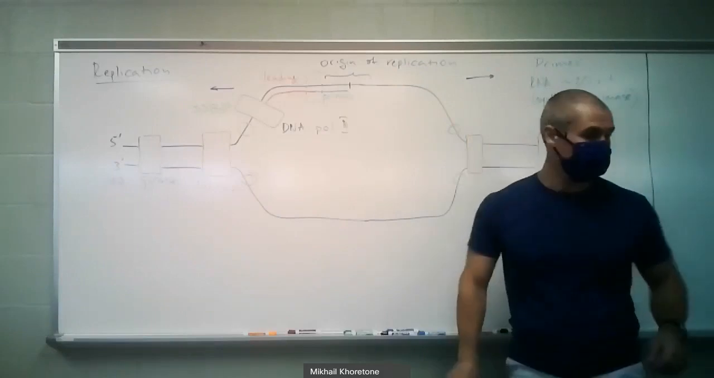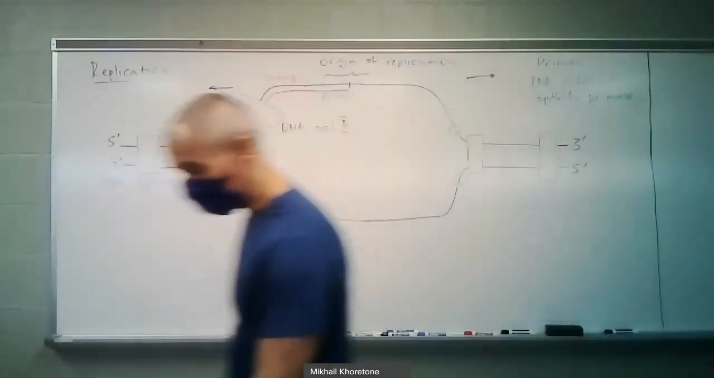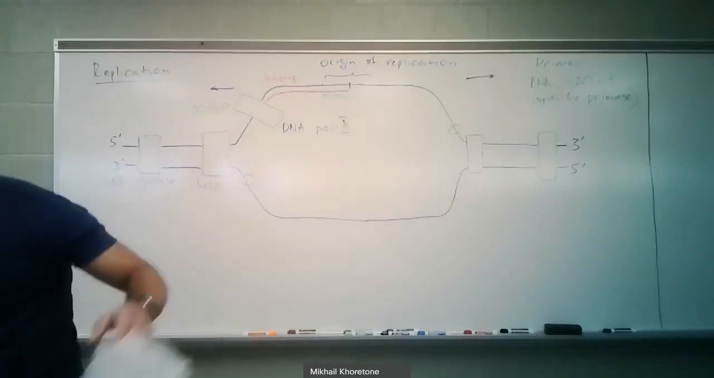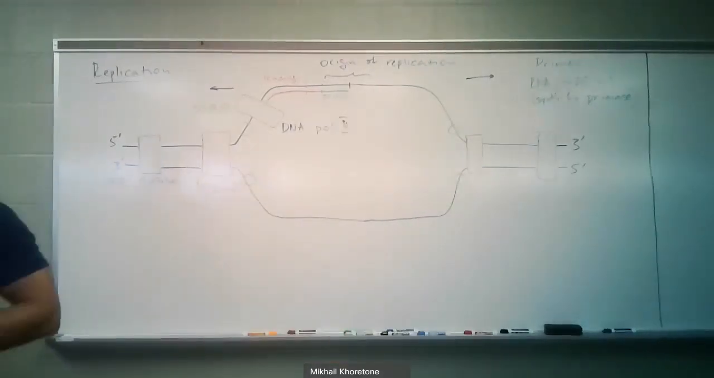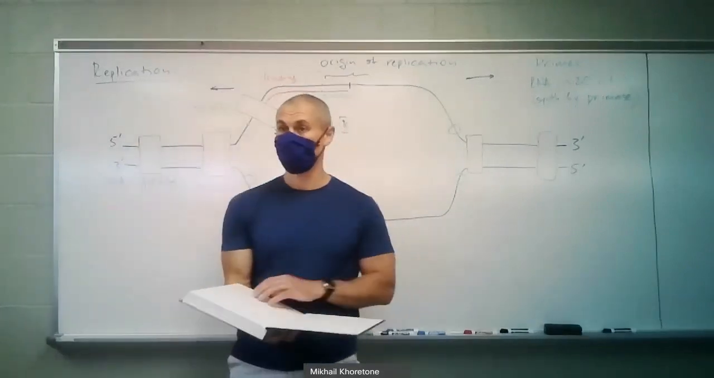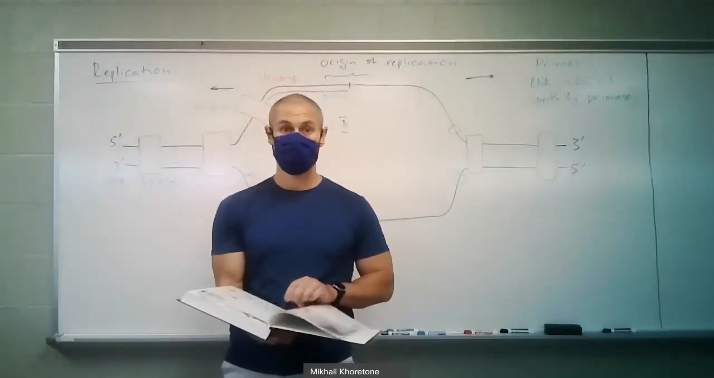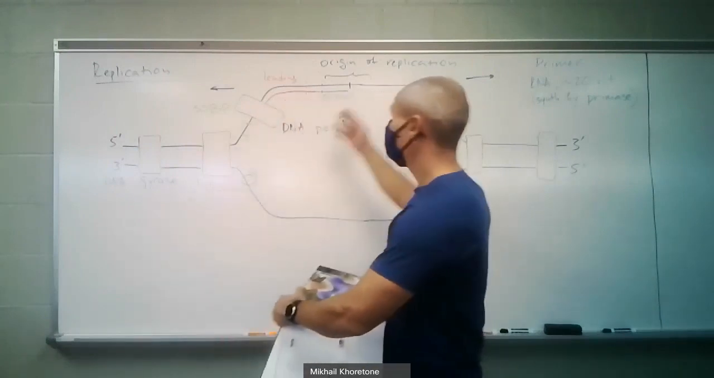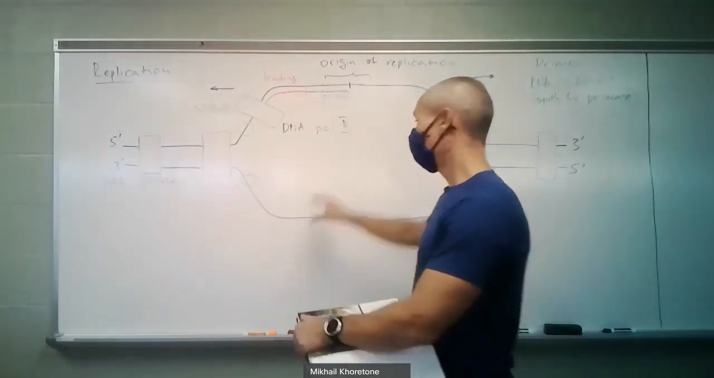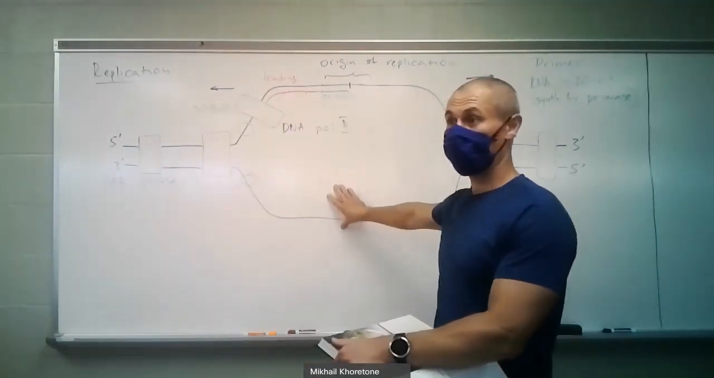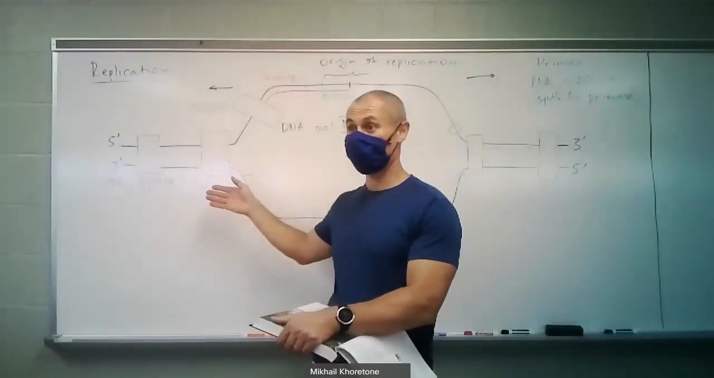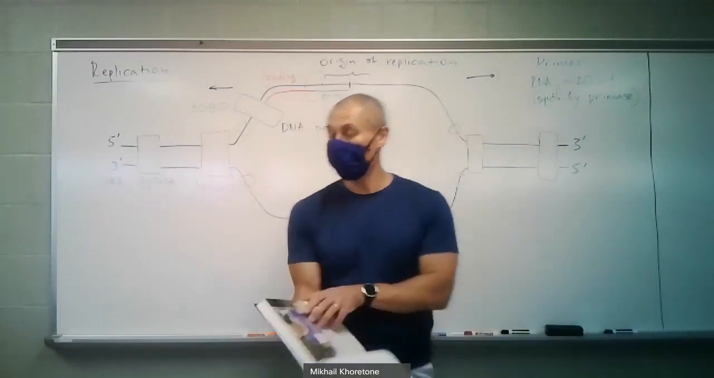Now, let me see if I have something. Oh yeah, perfect. I have a book here. So how I normally would read the book, I would read it like this, right? From the beginning to the end. Okay, that's our leading strand. In this case, basically, I need to read the book from the end to the beginning. You see what I'm saying? How would I approach this?